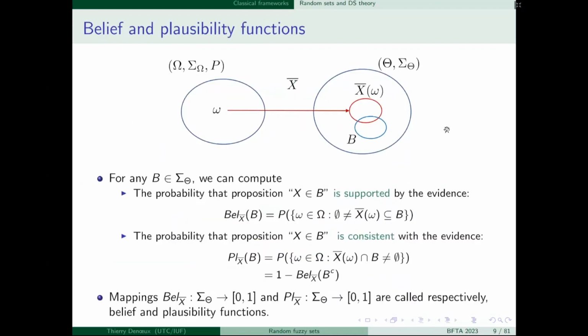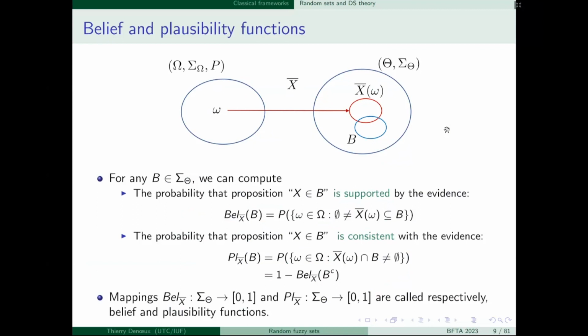It's obvious for this one, but we can show that if all these subsets are events, this is also the case for these subsets. Okay, and the plausibility of B is 1 minus the degree of belief in the complement of B. So these two mappings, we can prove that this mapping Bell is a belief function in the sense that we have seen, and you have seen that equation several times with these inequalities. This complete monotonicity property defines belief functions.